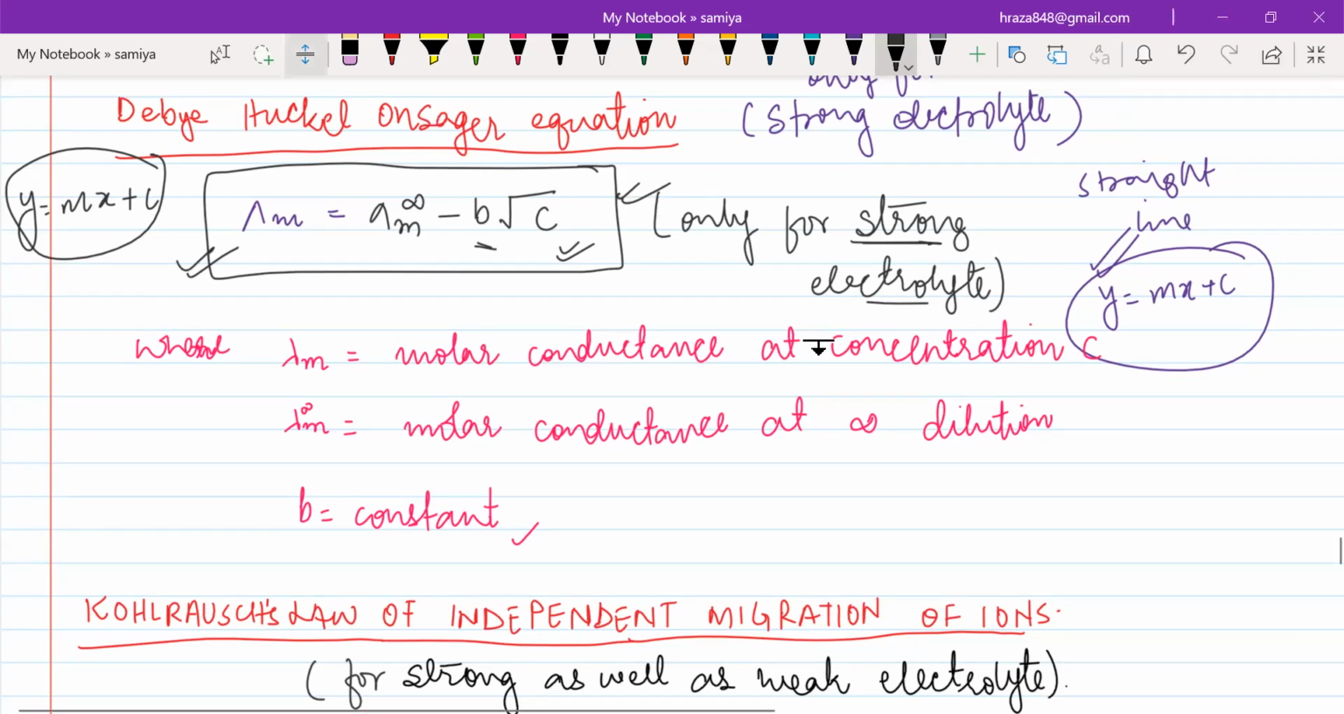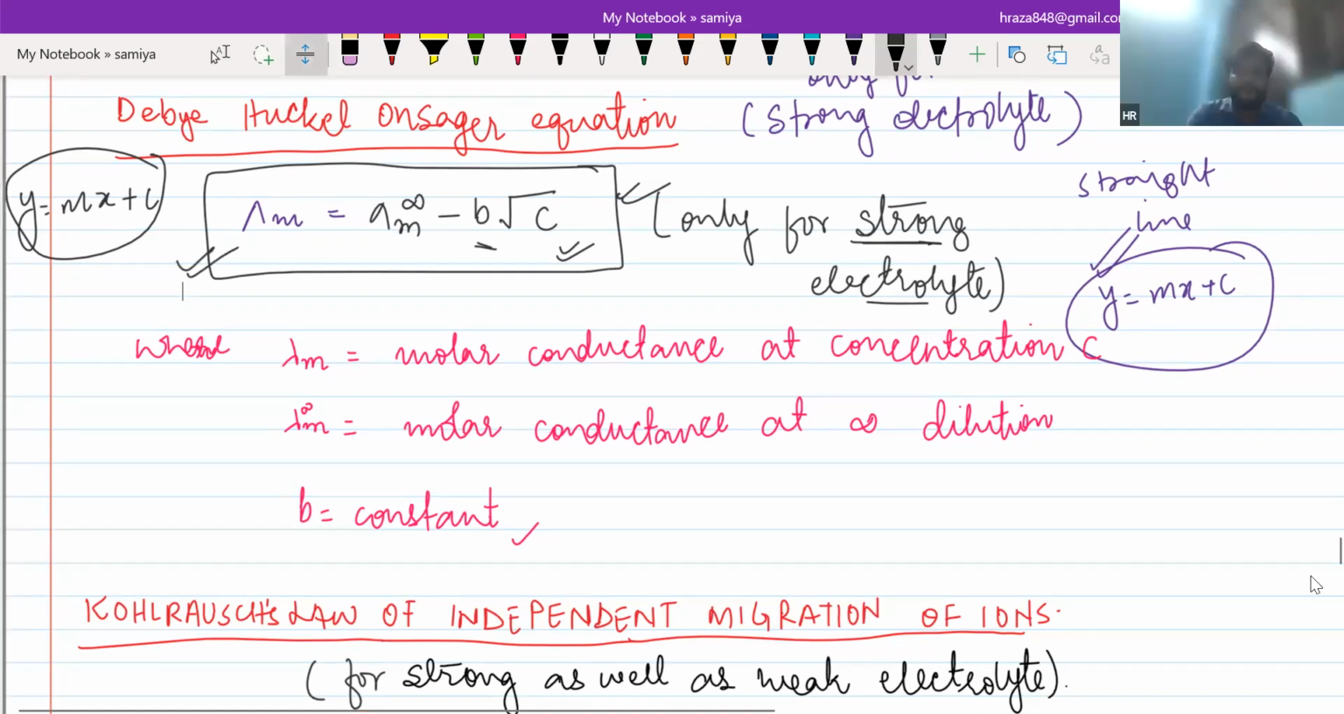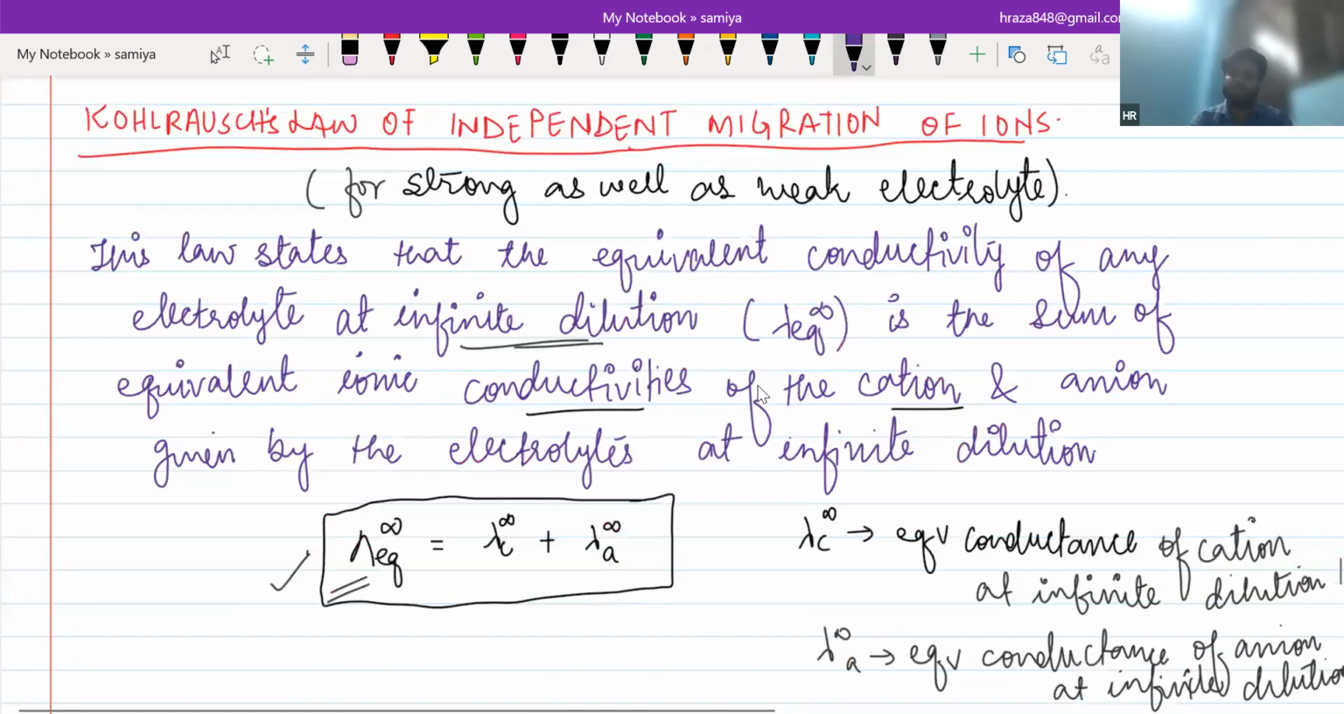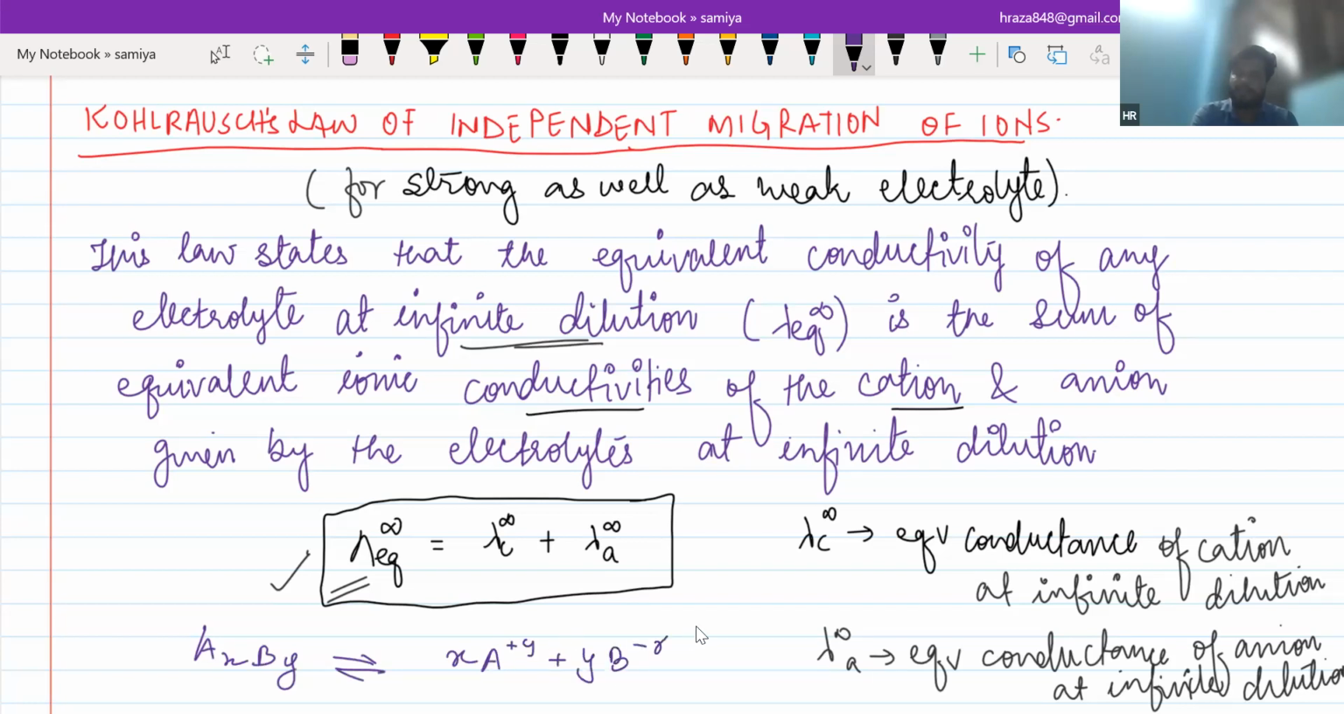Yes, sir. Now the next law is the Kohlrausch law of independent migration of ions, or simply Kohlrausch law. This law is applicable for strong as well as weak electrolytes. What this law says is that if you have an electrolyte, whether strong or weak, just suppose you have AxBy, and you dissociate it, it will be xA^(y+) plus yB^(x-). It will be like this or not?